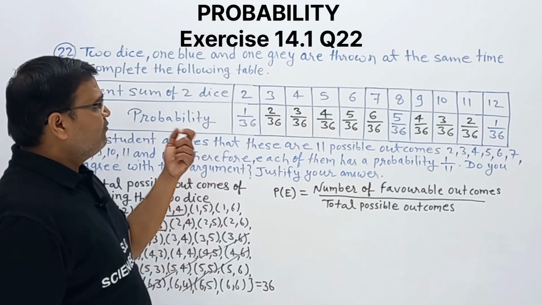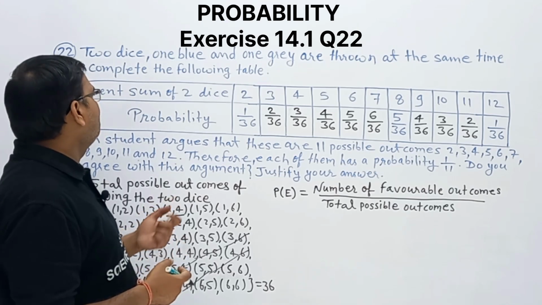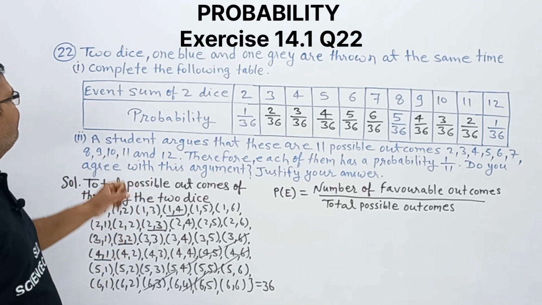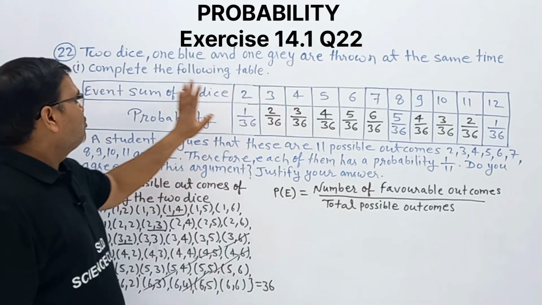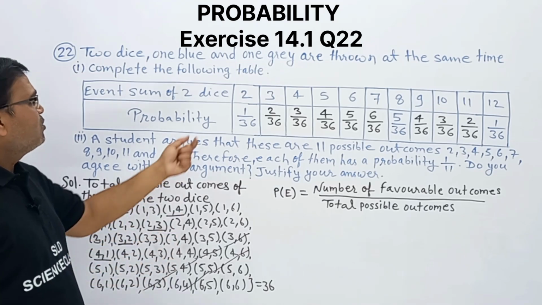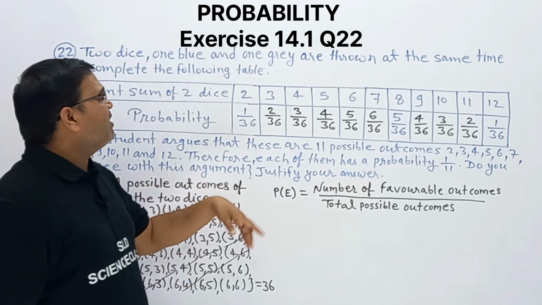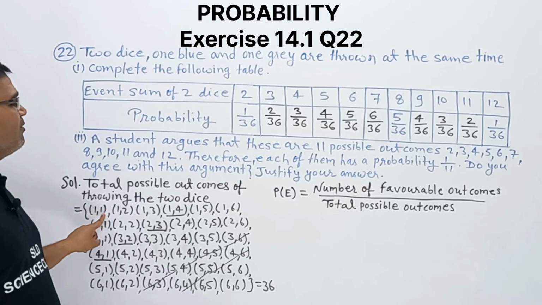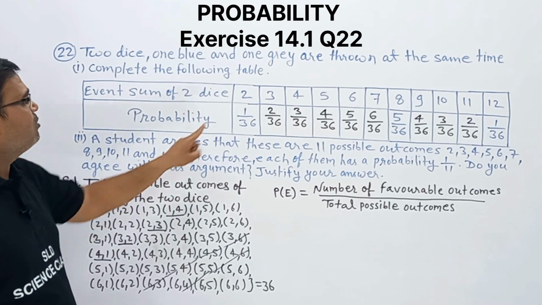So in this way we filled all the blanks. Observe again what we are doing in this question. We are having sum of 2 dice. 2 dice thrown, then we are getting what? 36 outcomes. Now we require probability of the sum. For example, sum of 2 dice is 2, in which only this one, 1 comma 1, has sum 2. So probability will be what? 1 upon 36.